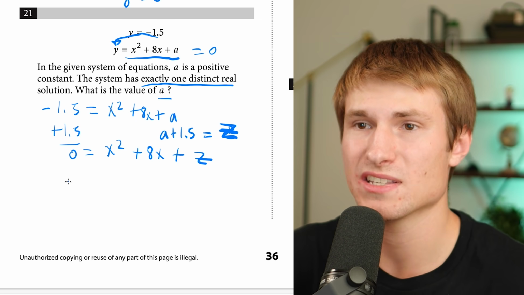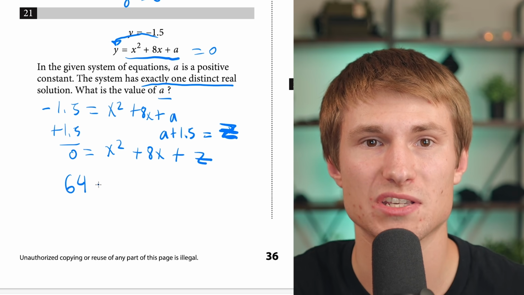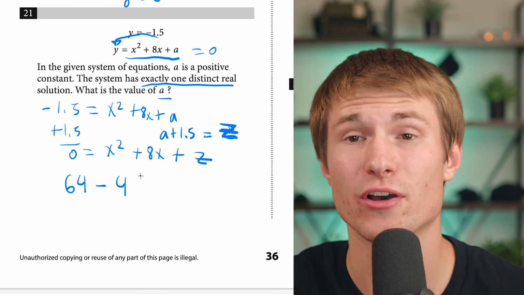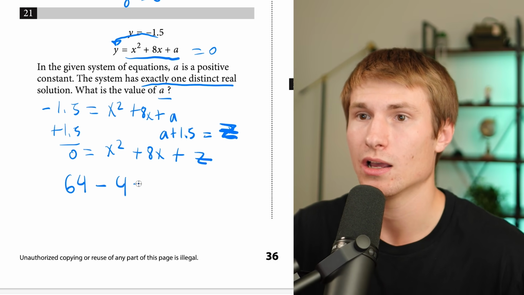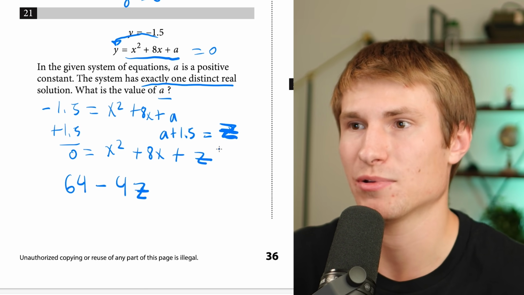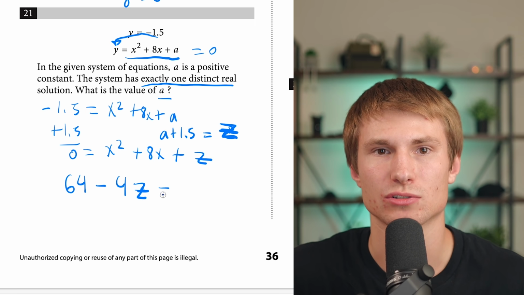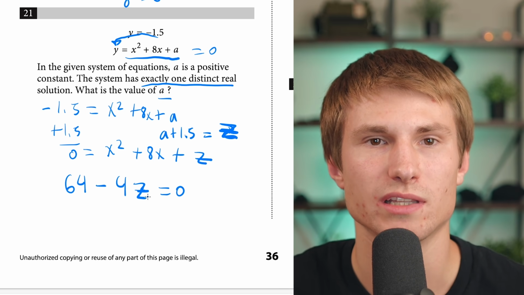So b is 8, and that's going to be squared. 8 squared is 64. So b squared minus 4 times a. Our a value is 1, so we don't need to show that. And then times c, which we're representing as z, to represent that a plus 1.5. Now we know that there has to be exactly one real solution, which means we have to set it equal to 0.